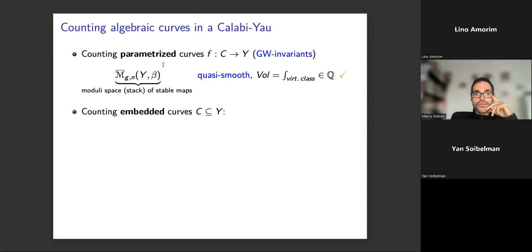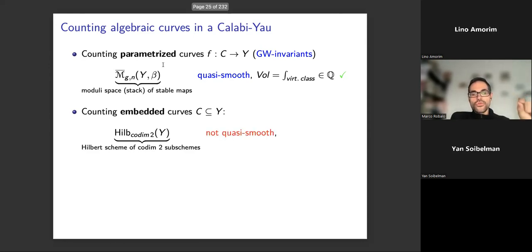all parameterized curves, just embedded. The problem is that this would take us to study the Hilbert scheme of codimension 2 subschemes in Y. And since we are taking all curves and not just LCI curves, this moduli space is not quasi-smooth. So in particular, the volume is not well defined. So if you want to count curves, embedded curves, the other way to try to do it is to replace the study of the embedded curve by the associated ideal sheaf.